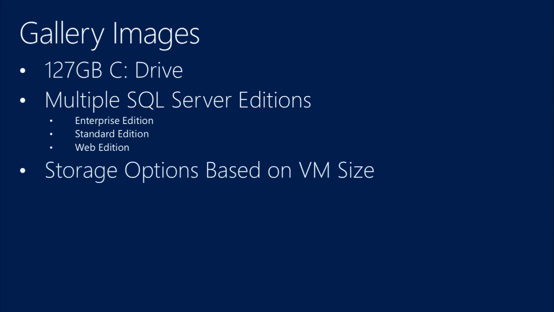So your storage options, I said you could add extra disk. You get the 127 gig right off the bat. And every VM that you instantiate also gets a D drive. The D drive is temporary. Don't put anything on the D drive that you need to keep, even for a little bit.